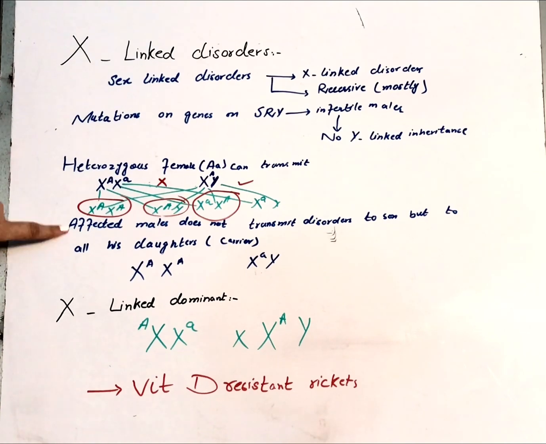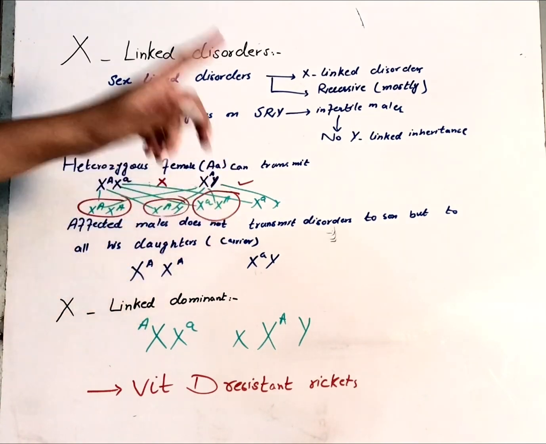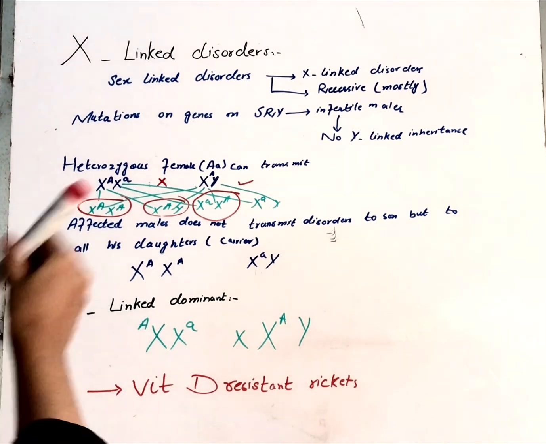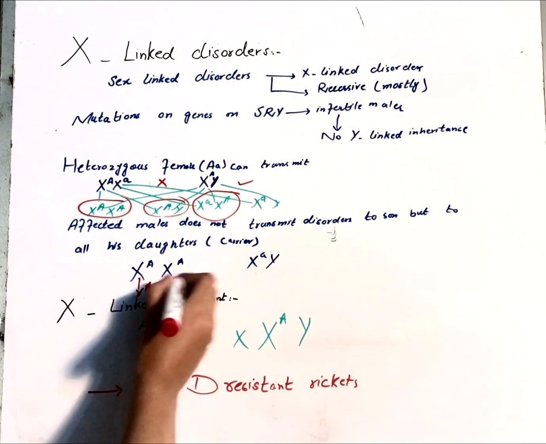Now, if the male is affected but the female is normal, then what happens? An affected male doesn't transmit the disorder to his sons but to all his daughters, and the daughters become carriers. Now see how it occurs. This is XA.